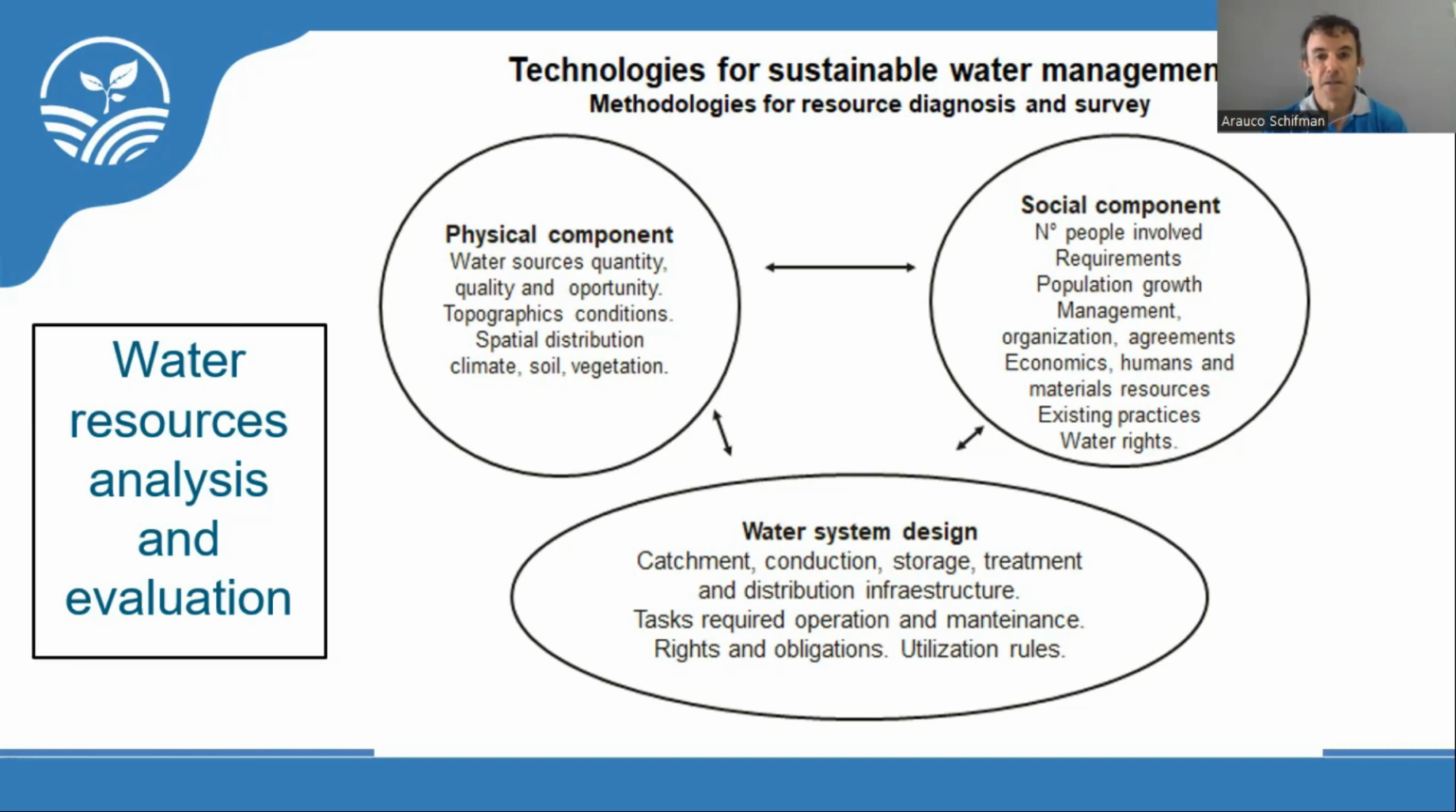And when we have the two components that I mentioned, we can do a water system design. That is the catchment, conduction, storage, treatment, and distribution infrastructure for the correct water use. We need to keep in mind the tasks required for the operation and maintenance of the water system, the rights and the obligations, and the utilization rules.